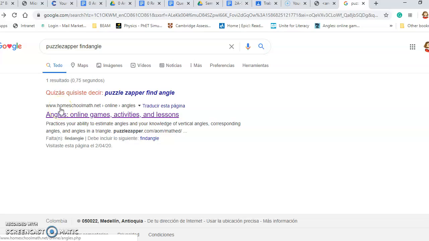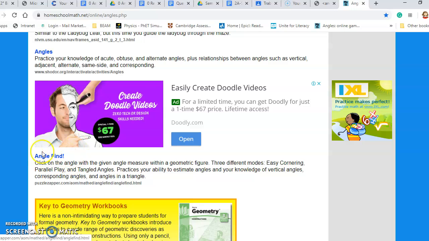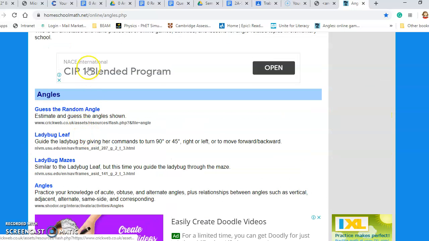The main domain or the principal domain is homeschool math. So it's going to appear this. And in here, you're going to find angle find. Look again.